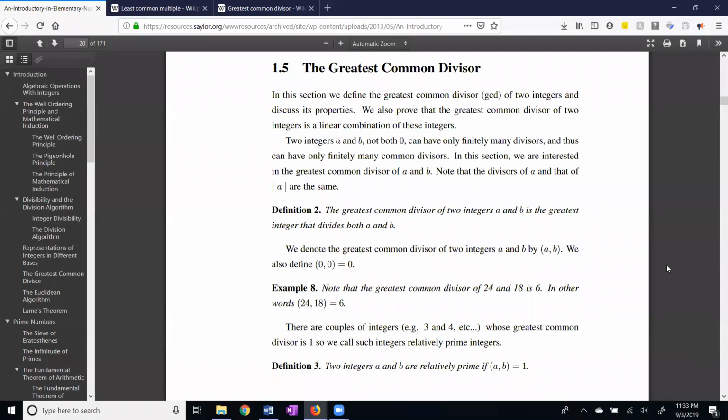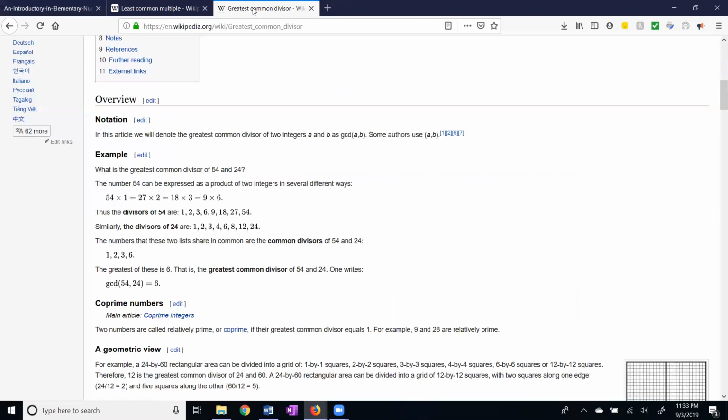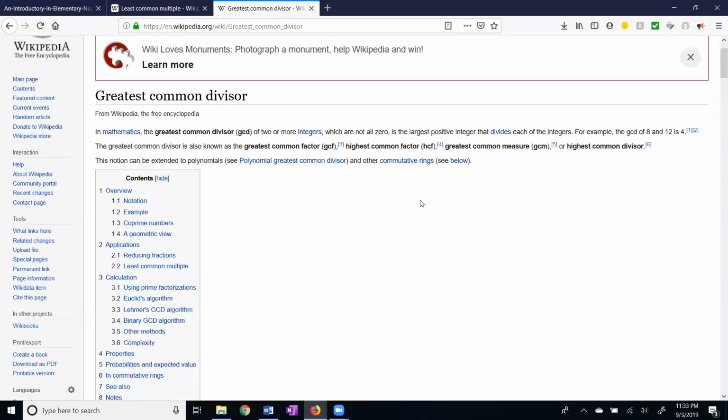Okay, let's look at our textbook, section 1.5, greatest common divisor. Definition 2. The greatest common divisor of two integers, a and b, is the greatest integer that divides both a and b. Now, this is a little bit crude, but I think I'm going to go ahead and take a peek here at Wikipedia.